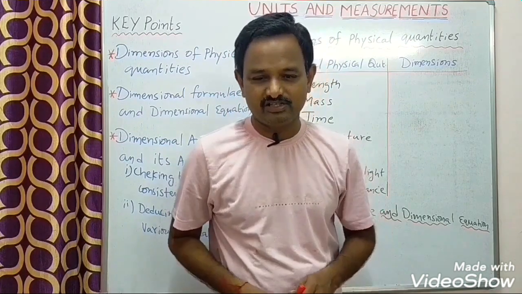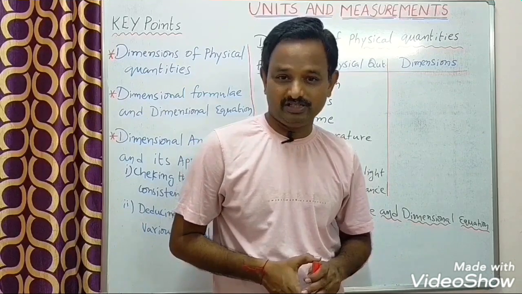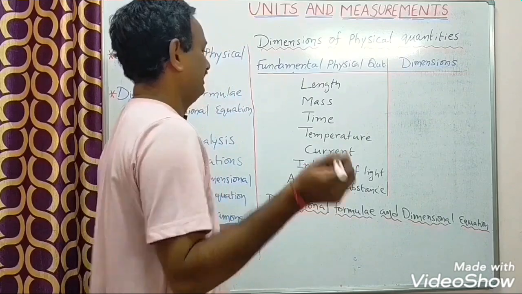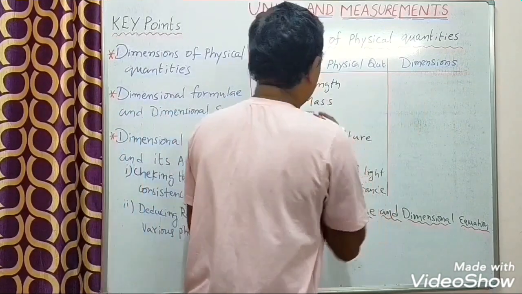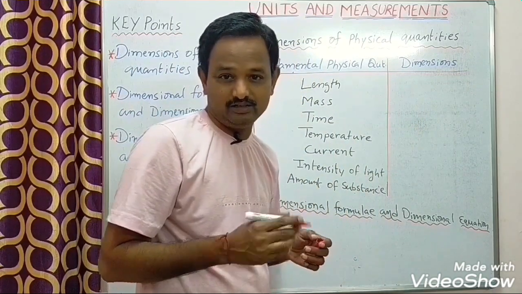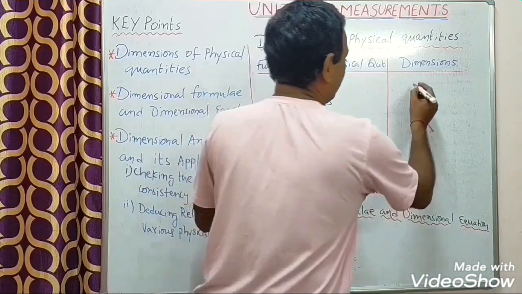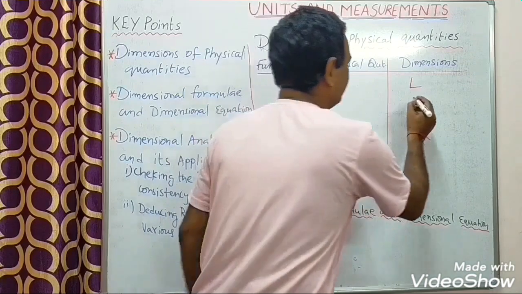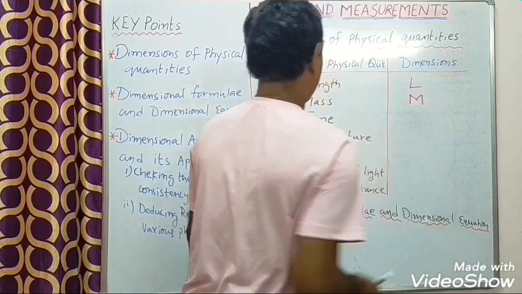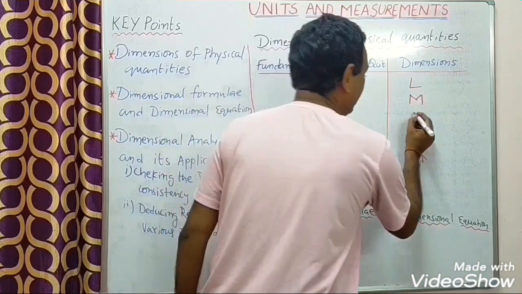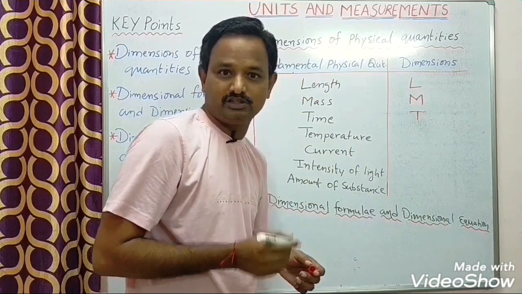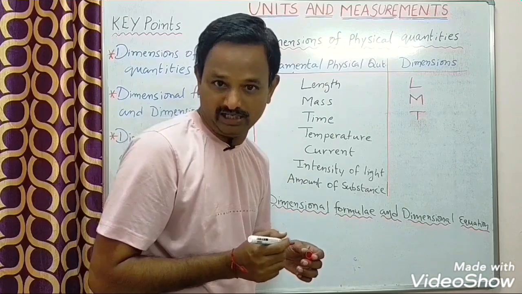For these 7 physical quantities, I will represent dimensional formula. Look at here. See, for length starts with the letter L, so I will take L. For mass, M. For time, T. For temperature starts with T, so you will take T?